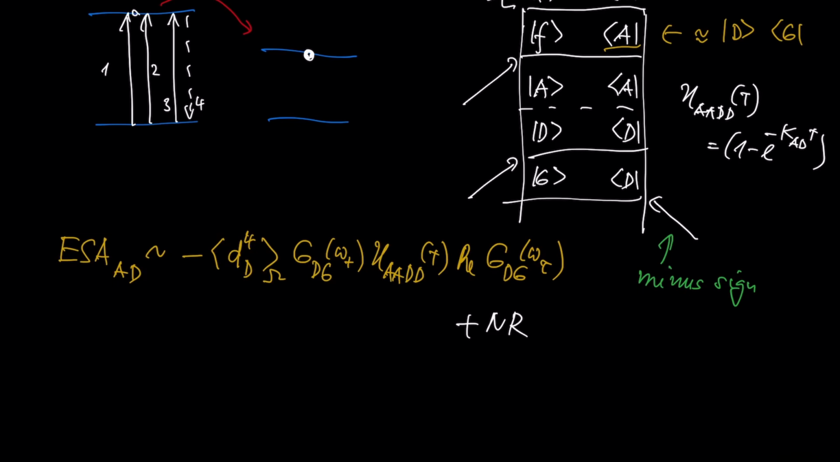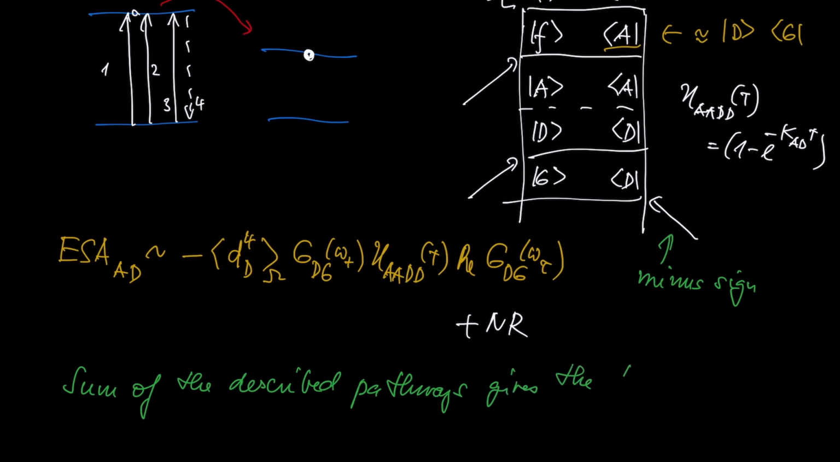You can try to check this, try to figure out if there are any pathways that we forgot, but we hopefully didn't. So the sum of all these pathways builds the signal. So we have a total spectrum as a sum of all these pathways.